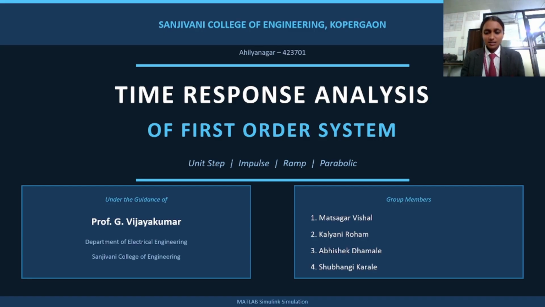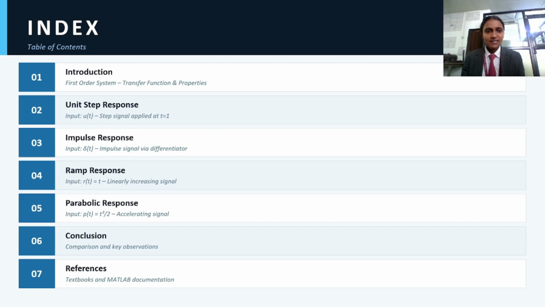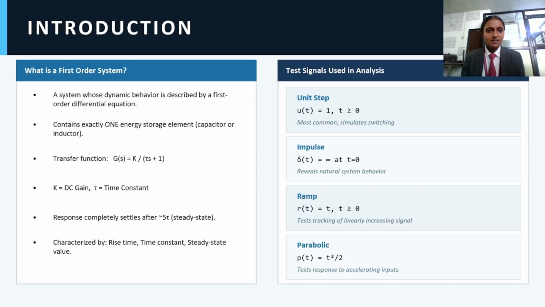In this presentation, I will explain how the first order system responds to different types of input signal using MATLAB Simulink. A first order system is a system whose behavior is described by a first order differential equation and it contains only one energy storage element such as a capacitor or an inductor.